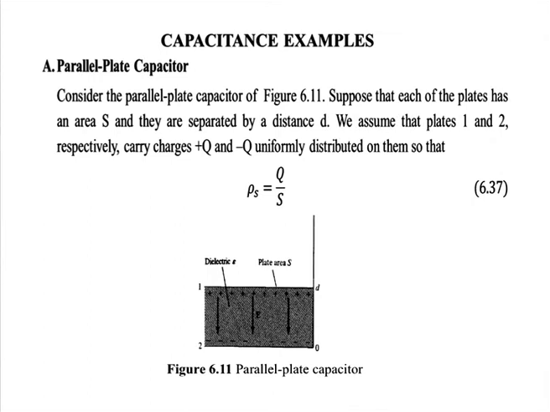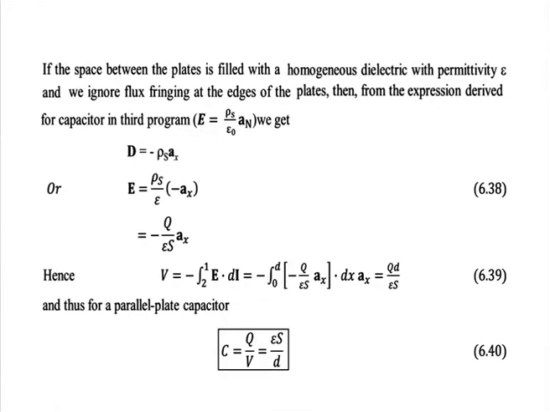First, we have a parallel plate capacitor where the positive charge is on the top conductor and negative charge is on the bottom conductor, which are separated by distance d, and the surface charge density is given by Q by S. If the space between the plates is filled with a homogeneous dielectric with permittivity epsilon and ignoring the fringes at the edges of the plates, from the expression derived for a conductor in the third program, that is E is equal to rho s by epsilon naught into An, for the region between the two plates of a capacitor, we get D is equal to minus rho s into Ax, which can be further modified as equation 6.38, and using that value of E, we can find out the value of V, which is equal to minus integral of E dot dl from 2 to 1, which finally gives us Q d by epsilon S, that is C is equal to Q by V equal to epsilon S by d.